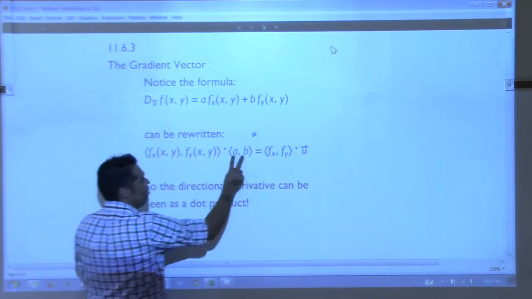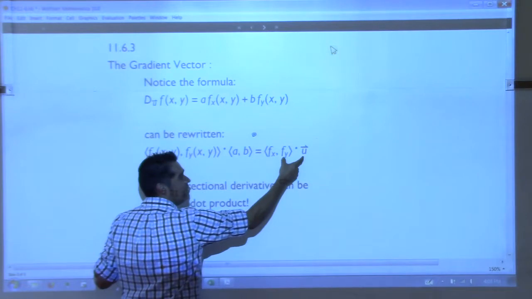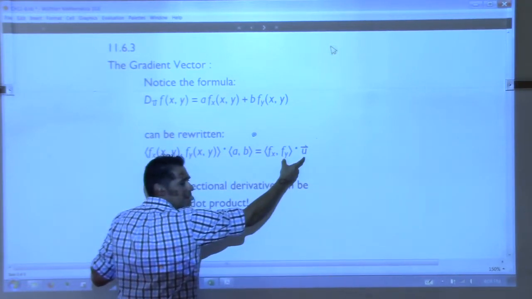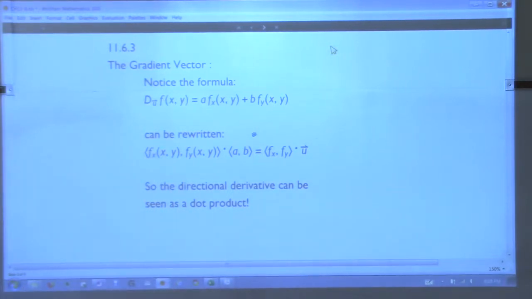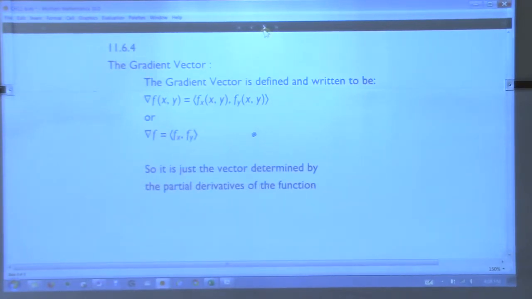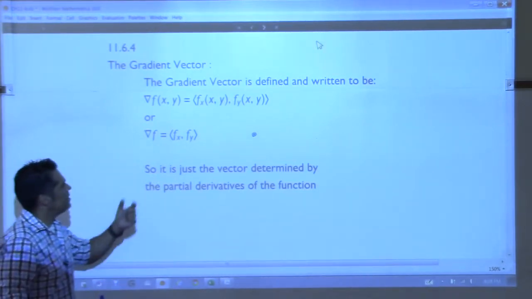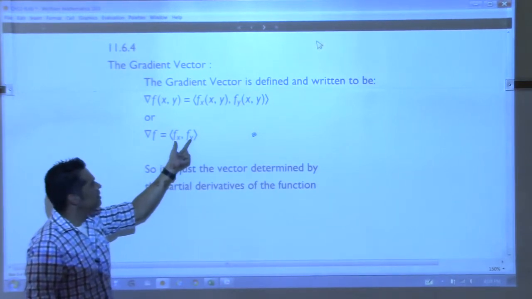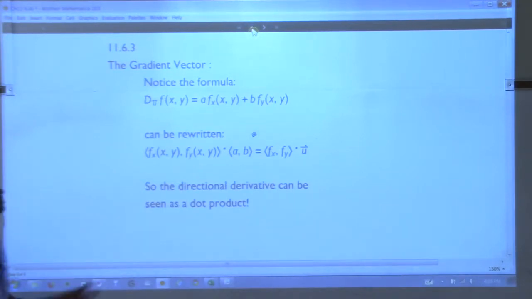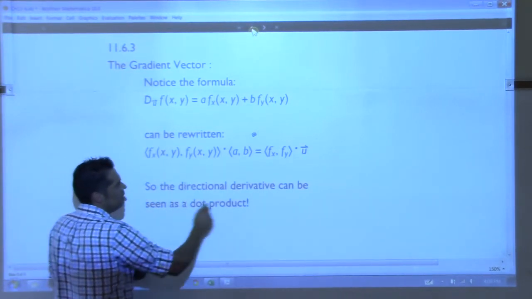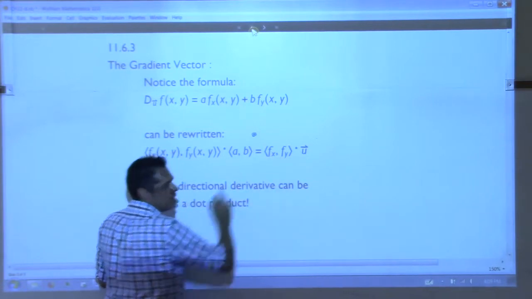And that vector AB is that unit vector. So this is a very condensed notation for the directional derivative. It's this thing dotted with that unit vector. Well, before we proceed, let's use a special notation for that vector. That vector right there, this thing that we just kind of made up out of nowhere, we're going to call the gradient vector.